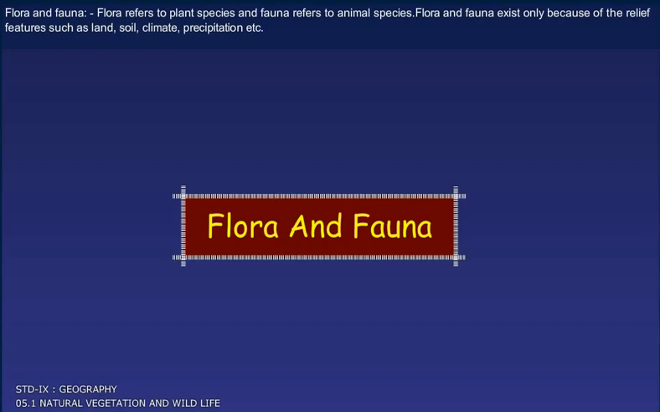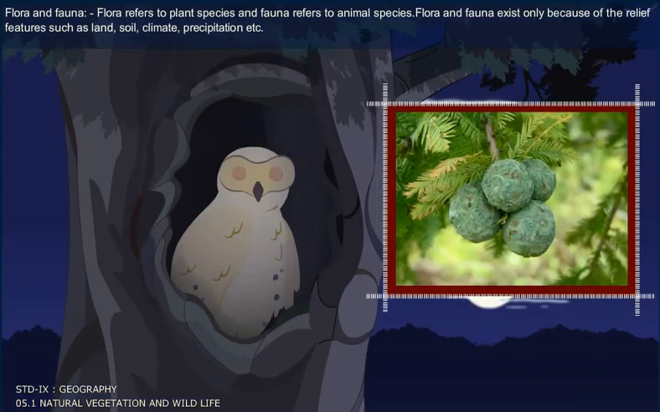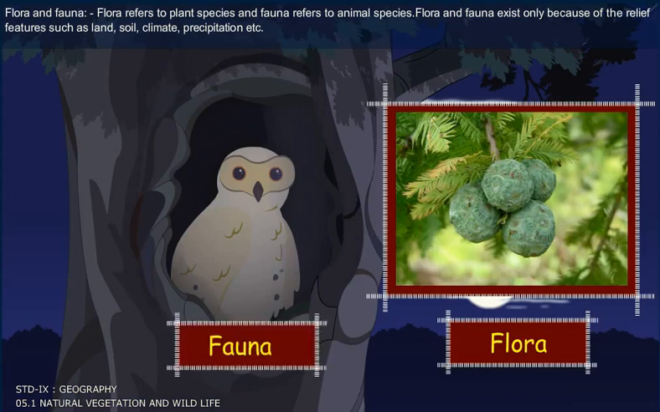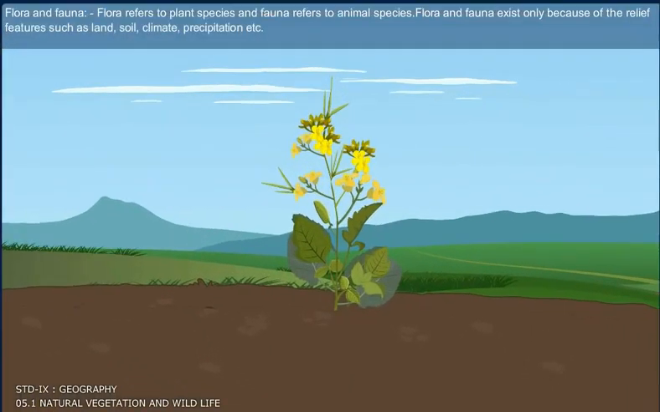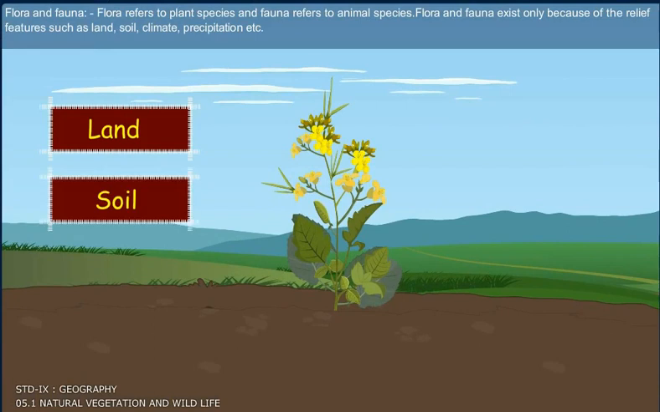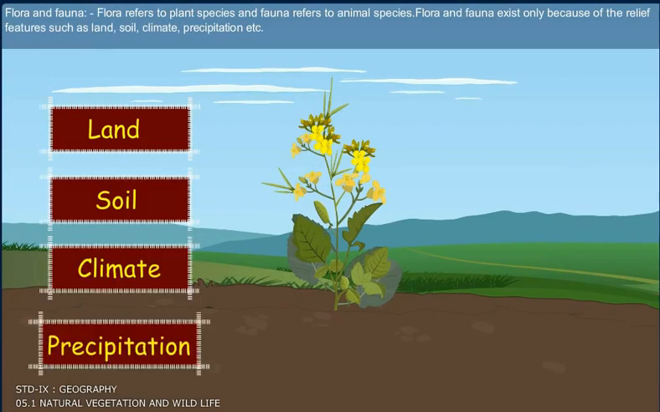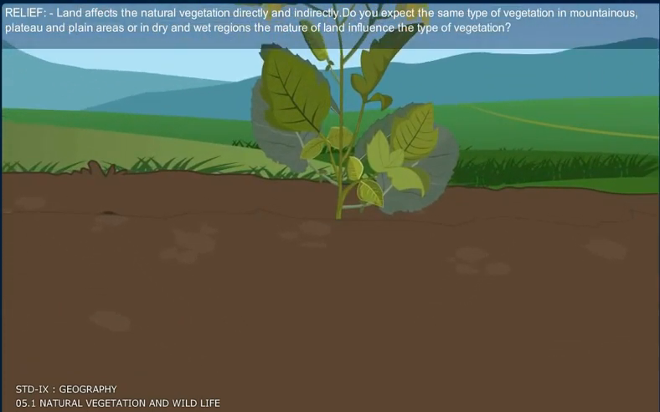Flora and fauna. Flora refers to plant species and fauna refers to animal species. Flora and fauna exist only because of the relief features such as land, soil, climate, precipitation, etc. Relief. Land affects the natural vegetation directly and indirectly.